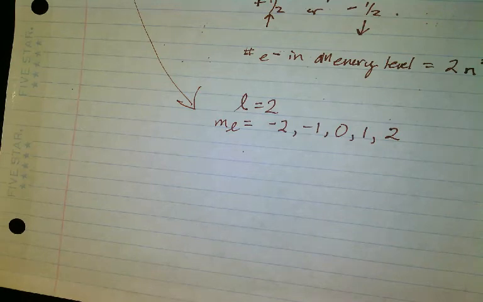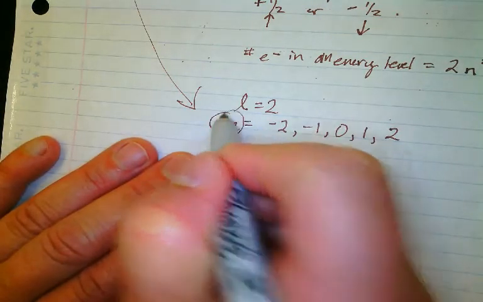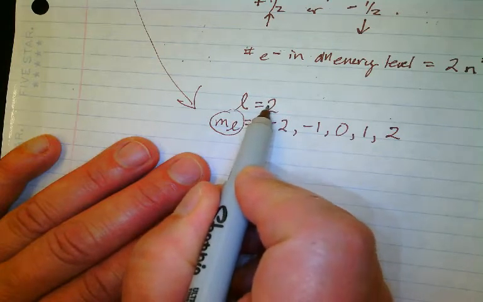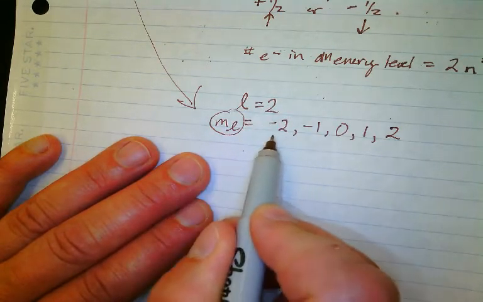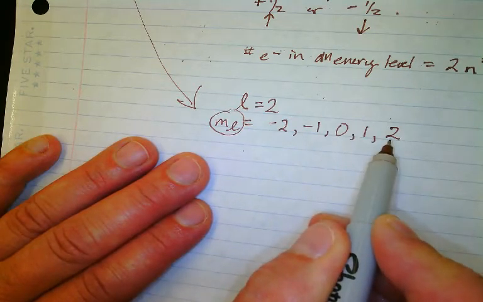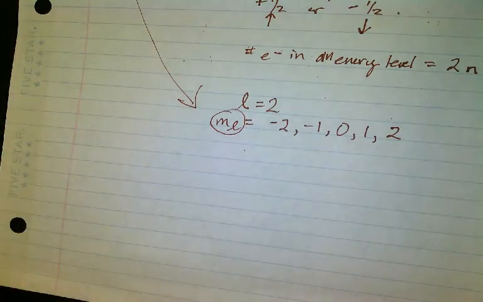Is that crazy? Wait, what? How do you feel about that? How'd you get those numbers? Well, the rule is, if you want all the possible MLs, you take the L, put a negative in front of it, and write down all the numbers, including 0, until you get to that positive number. Why do you start at -2 to get to 2? Because that's the formula that you use for ML.